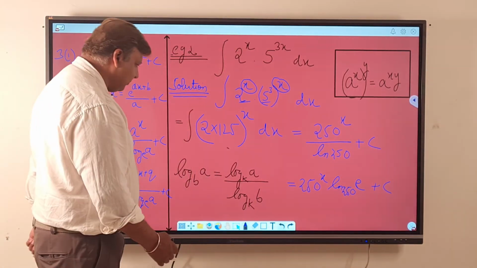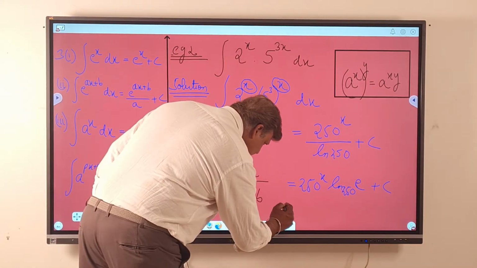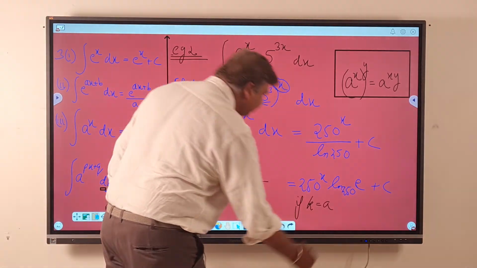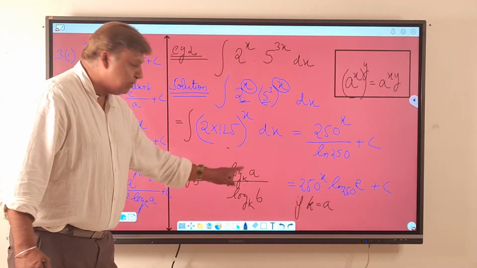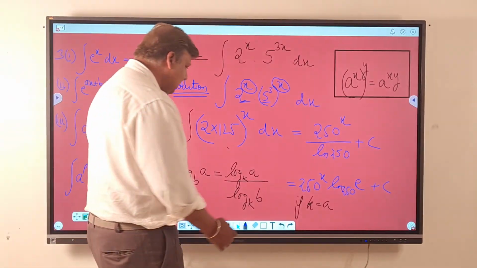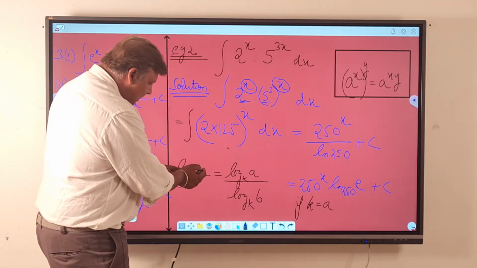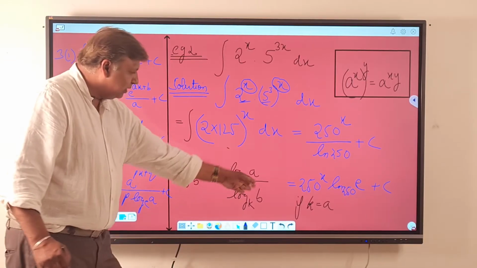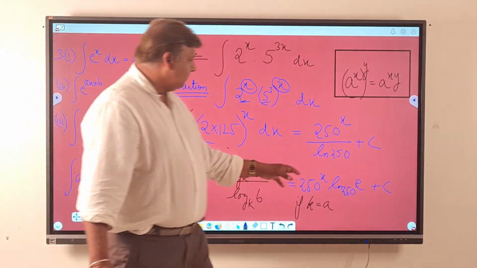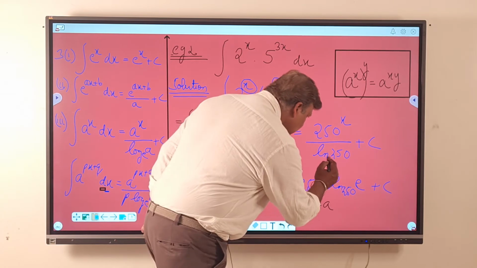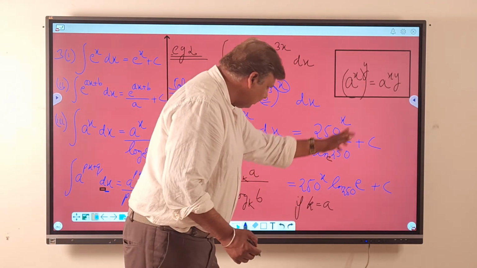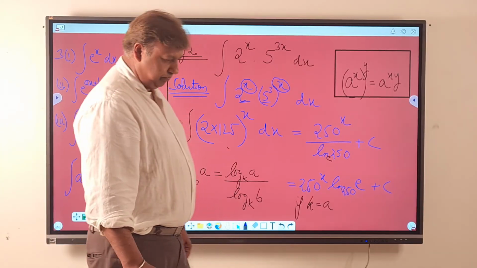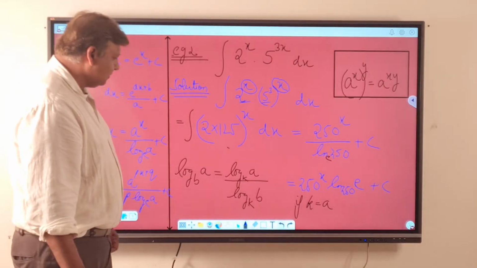I hope you understand. Now what I said is, if k is a, so what this will become, log a to the base a, that will become 1, and log b to the base a, that means a to the base b will become 1 upon b to the base a. So that's what I've done. It was log 250 to the base e, 1 upon log 250 to the base e. I wrote log e to the base 250. I hope this is okay with you, students.